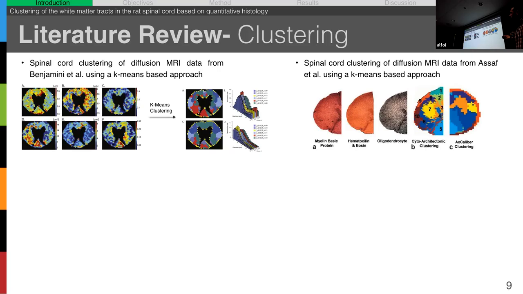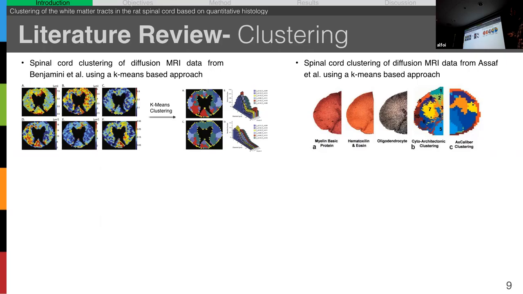And so for clustering itself on the white matter, there aren't many studies that look into this. Even in these two studies by Benjamin et al. and Assaf et al., the main focus of their study was not the clustering. It was kind of an add-on at the end that they looked at. But both of them were looking at something completely different with diffusion MRI.